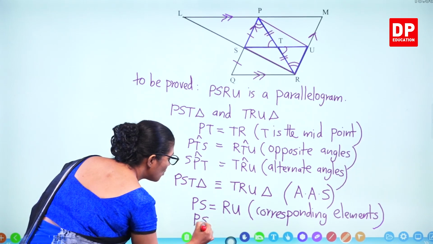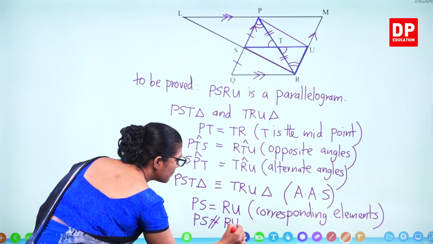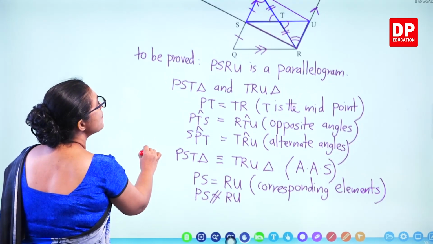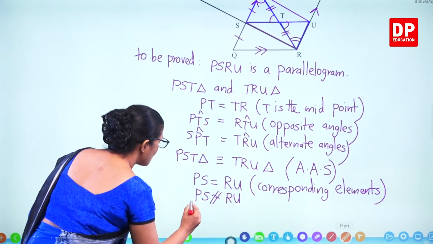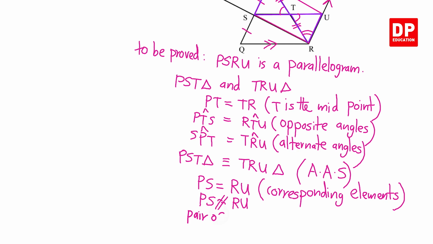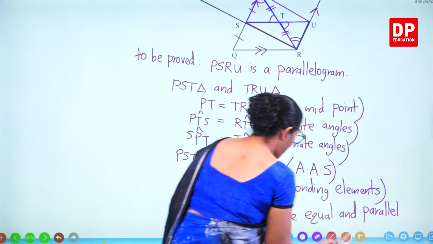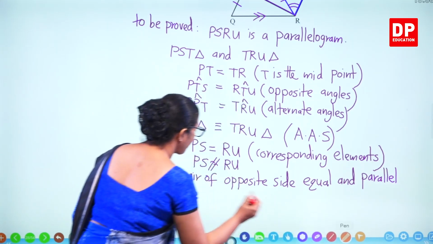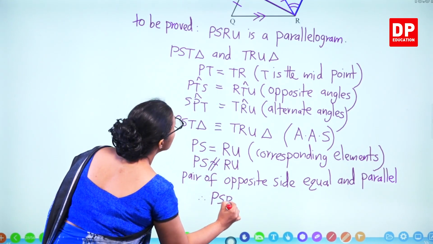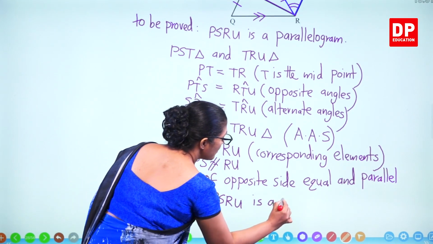PS is parallel to RU. That's given. Pair of opposite sides equal and parallel, that's a parallelogram. So you can write: pair of opposite sides equal and parallel. You can straight away write down PSRU is a parallelogram. PSRU is a parallelogram. That's the first part.